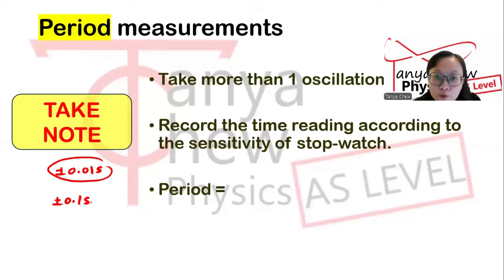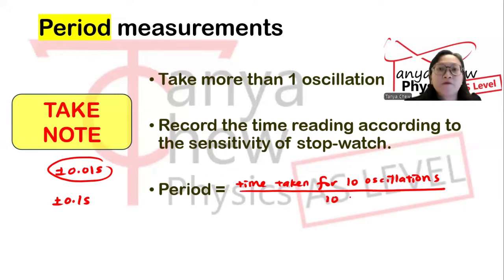To find the period, all you need to do is record the time taken for 10 oscillations divided by 10, the number of oscillations. That will give you a more accurate period value. So period is measured in seconds.